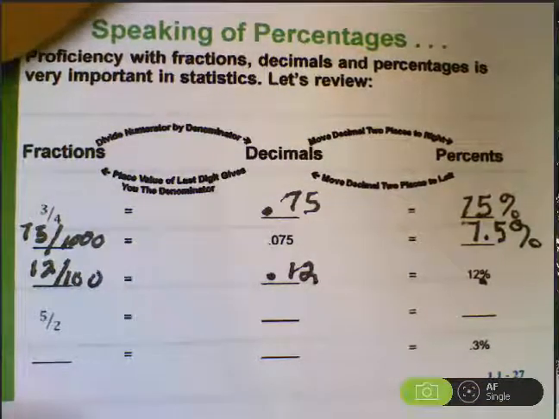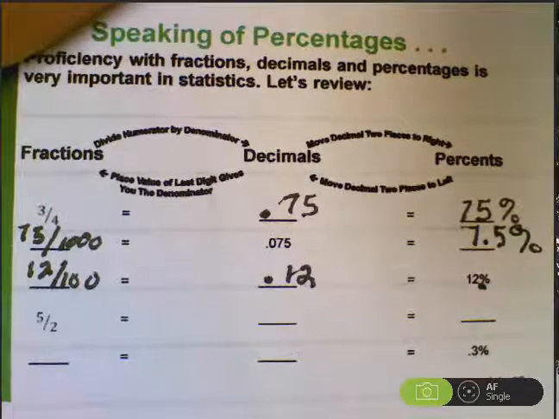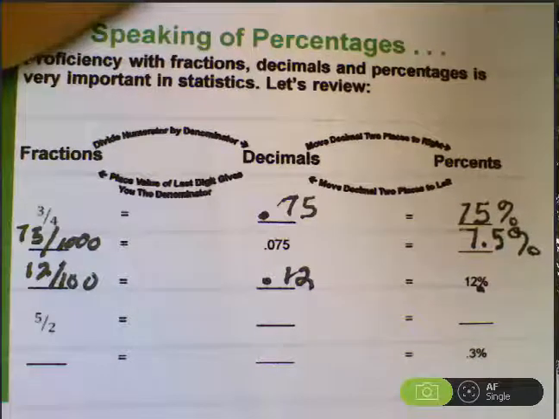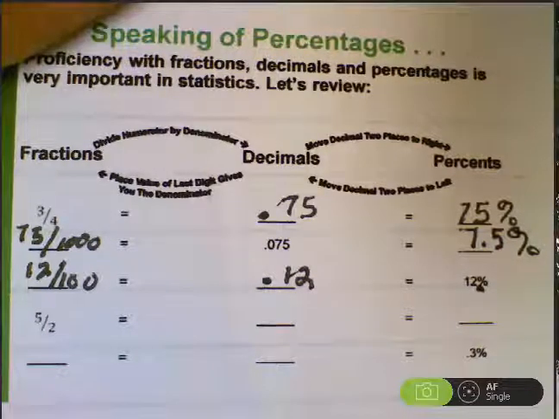And again, almost all the problems in the homework are going to say write that fraction in lowest terms, so I wouldn't enter it as 12 over 100. I could divide numerator and denominator by 4 and get 3 over 25. 3 over 25 is 12%.